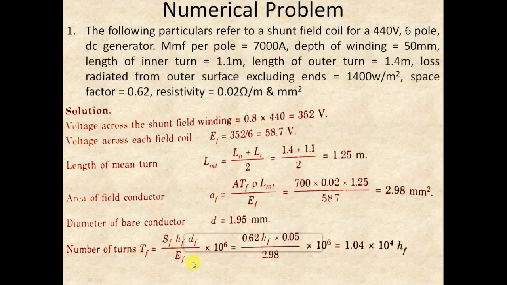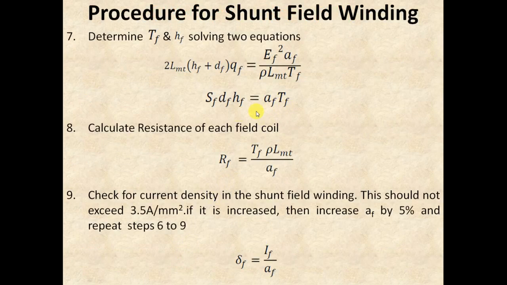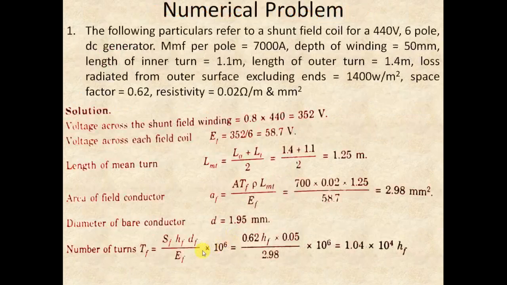Next we have to determine the values of TF and HF. As TF and HF cannot be determined independently, we have to form two relations in TF and HF. The first relation can be obtained from the standard relation of copper space factor, that is TF AF is equal to SF HF DF. Please note the correction: here it is not EF, it is AF. The substitution done here is correct, but in this relation they have written it wrongly. It is actually AF. I have explained it very clearly previously too. See, this is the relation TF AF is equal to SF DF HF. That same relation is used here, and we will be able to obtain a relation between TF and HF.